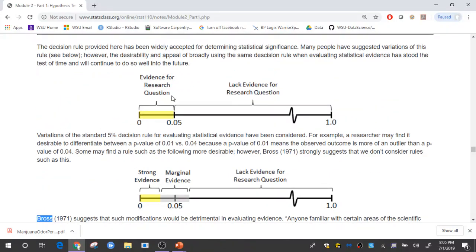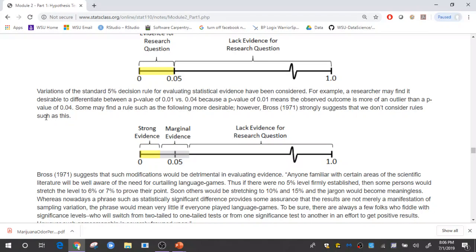So for us, what the practice is, is that the 0.05 threshold is very strict. If I'm below that, I have enough evidence for the research question. And if I'm not below that, I do not have enough evidence for the research question. So we're going to be very strict with that 0.05 cutoff here in this class. And that's pretty common practice.